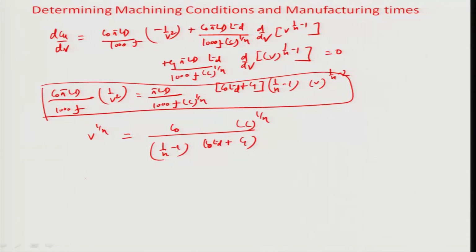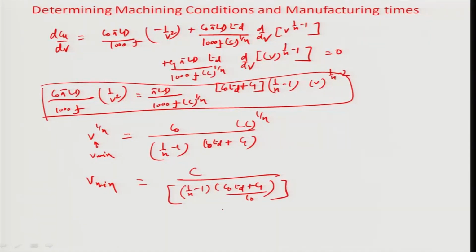In other words, V minimum, corresponding to this value of V, becomes equal to the constant C divided by 1 by n minus 1 times C0 Td plus C1 by C0, to the power of n.